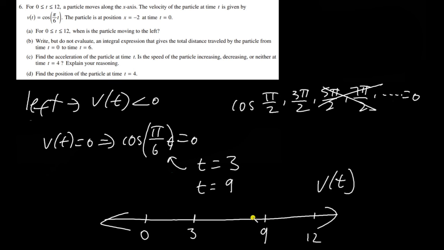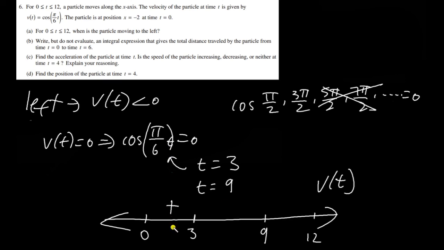So in this region, we'll figure out whether the velocity is positive or negative in each of these three intervals. I can take a random number for t between 0 and 3 and ask myself, is it negative or positive? Say, for example, t equals 1. Cosine of pi over 6 is in the first quadrant, so it's going to be positive.